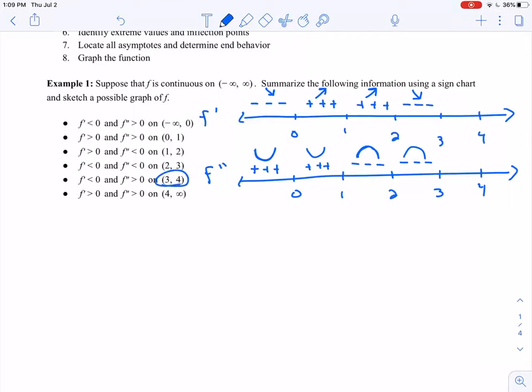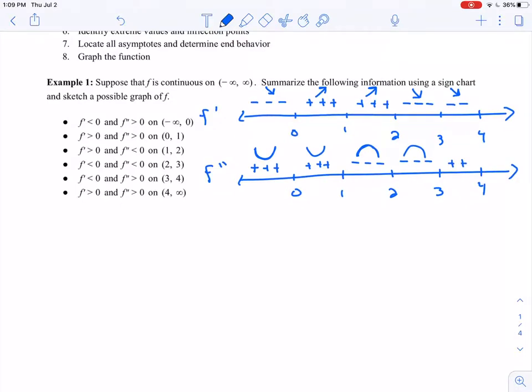3 to 4 next. Let's look. f prime, first derivative, is negative, so we're still negative over here. My function must be still decreasing. But I have a change in sign in my second derivative. f double prime is greater than 0, so it's positive there. My function must be concave upward.